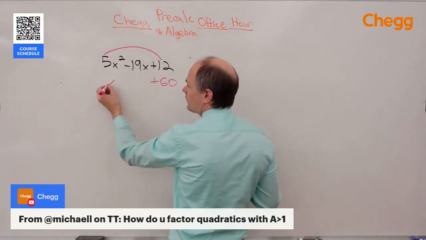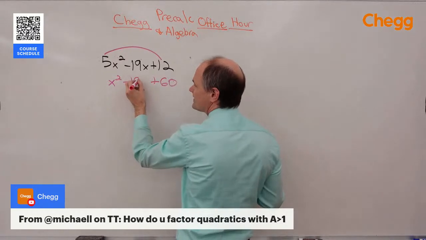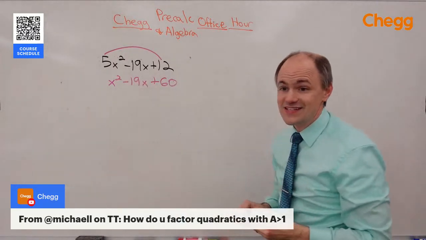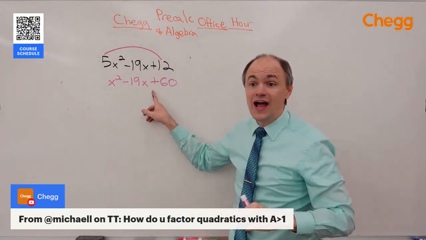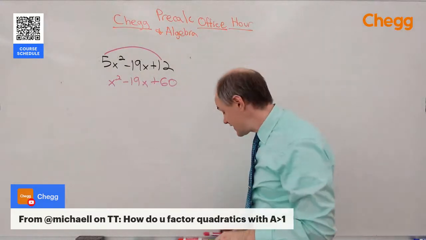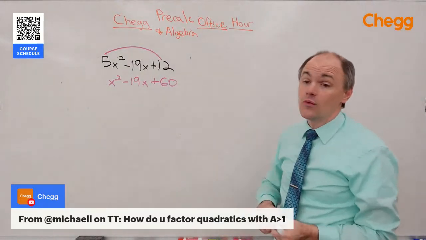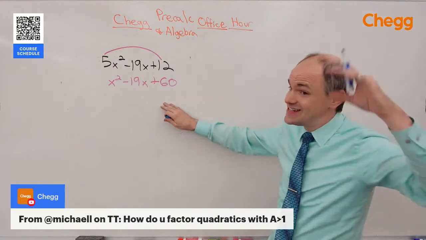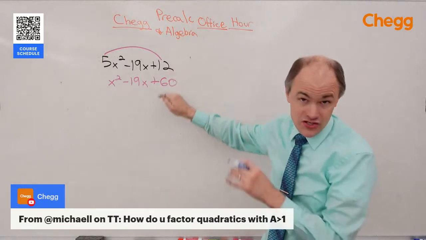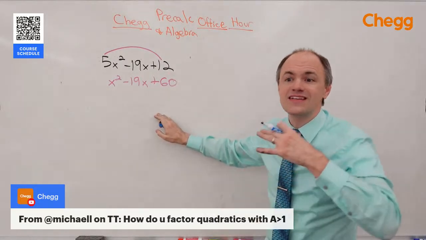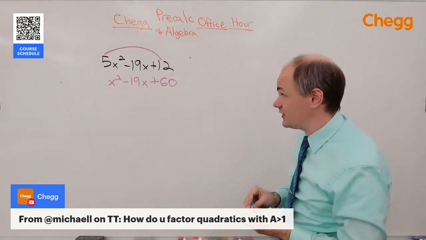And then with the 5 out of the way, it's now x squared minus 19x plus 60. This equation now has a equal to 1, and it's going to be easier to factor. Now, when we factor this pink equation, it's not the answer to the black equation. It's the answer to the pink equation. But it's going to help us find the answer to the black equation.